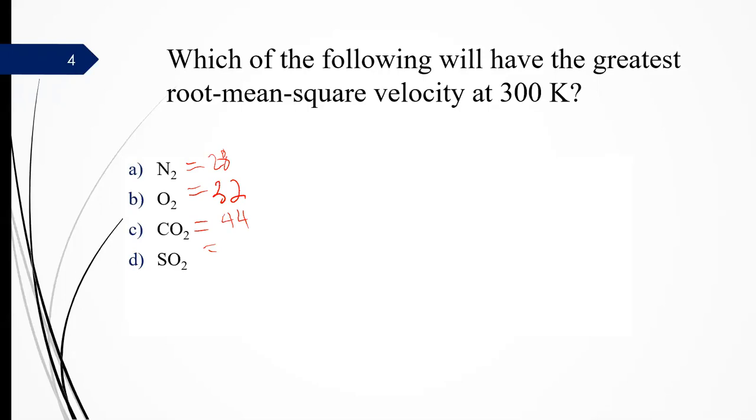SO2 is 32 plus sulfur, which is another 32. And so that brings us up to 64. And so remember, if they all have the same kinetic energy, then the smaller item has to be moving faster. And so our greatest root mean square velocity should be our nitrogen because it's got the lowest molar mass. So lowest molar mass means that its mass is less, so it has to be moving faster to have the same kinetic energy.